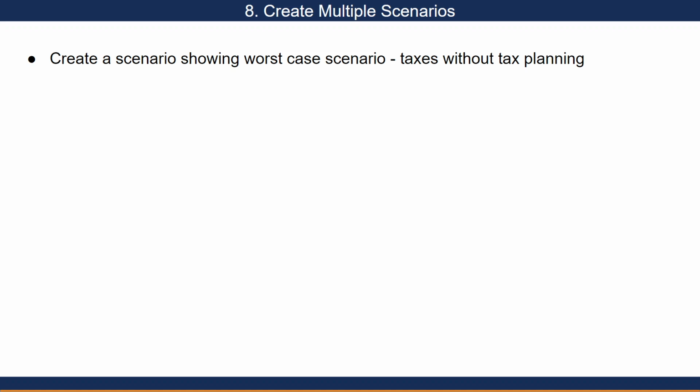All right, now once we have everything in the software, then we go on to create multiple scenarios. And to be honest, this is where you really add the value to the client. So first off, we create a scenario showing the worst case scenario. This is what their taxes would look like without any tax planning done. It's just the raw numbers, we put them in, this is what it looks like.